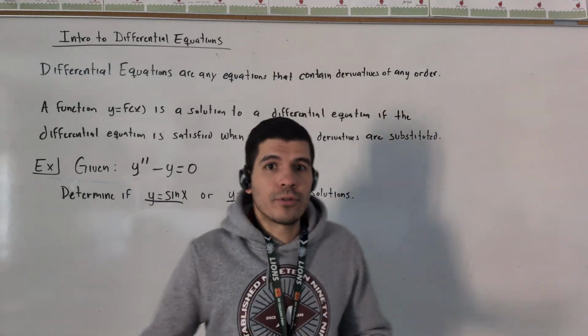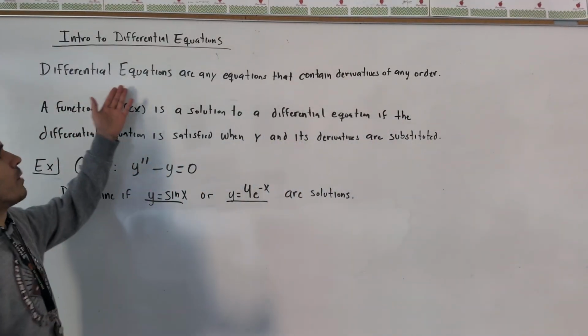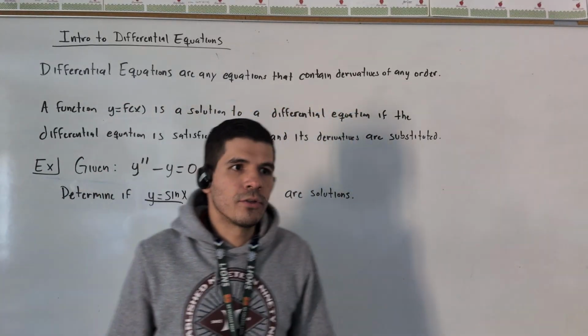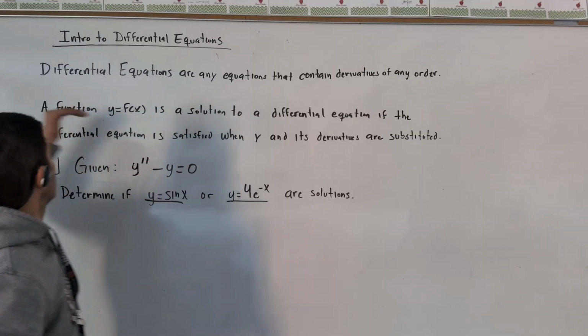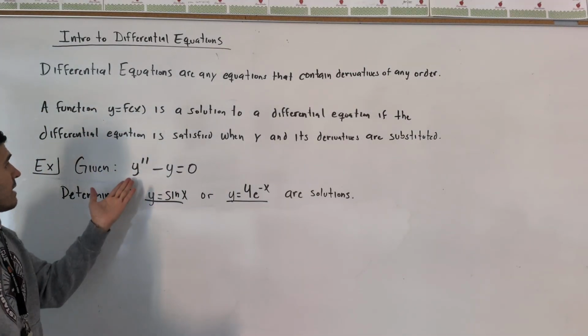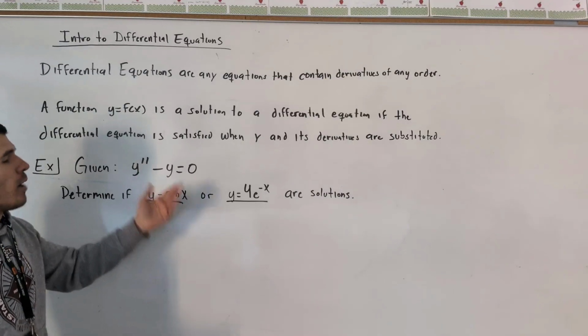Number one is, what is a differential equation? So by definition, a differential equation is any equation that contains derivatives of any order. Okay, so what does that mean? Let me give you an example. So let me skip this paragraph here and go down here. Here's a differential equation. In this case, y double prime minus y is equal to 0.